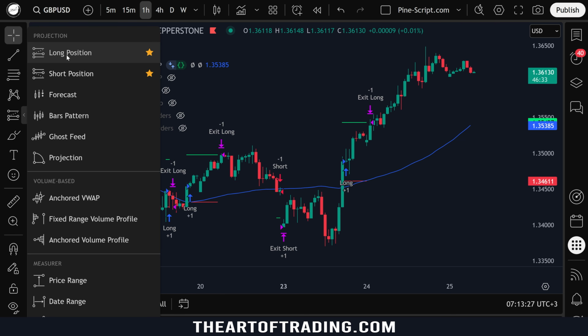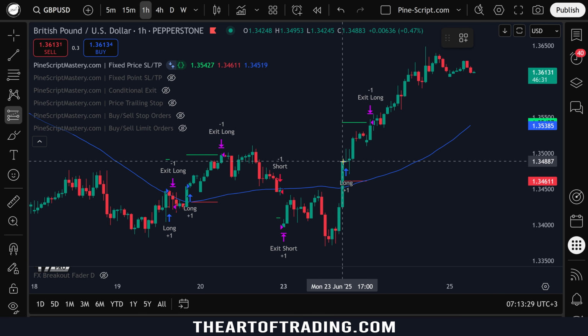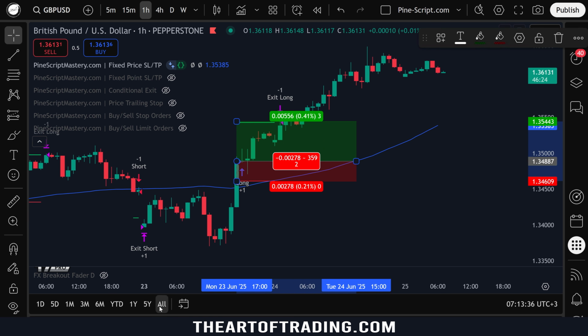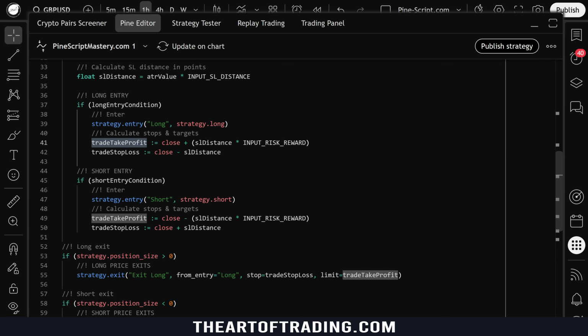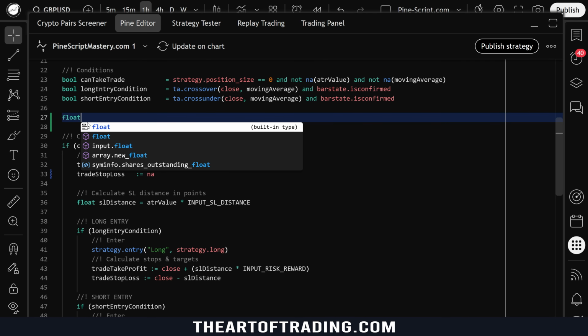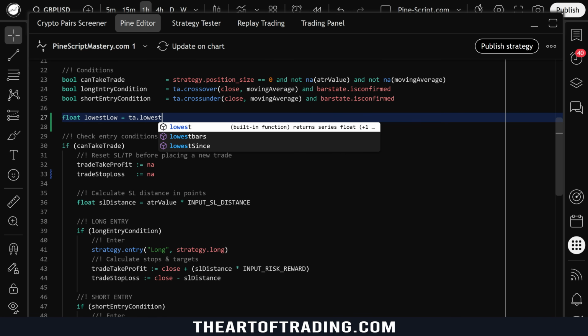And if I put on a position tool here and bring these values to match our trade, you can see we have a 2-to-1 risk reward on each trade. Now you can obviously anchor this stop loss to anything you want. To keep things simple, I went with the closing price of the signal bar, but we could also get the lowest low value.